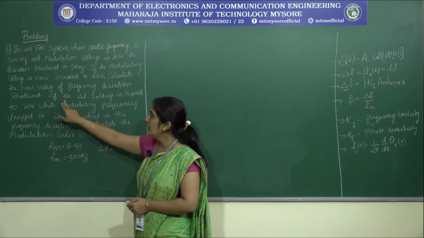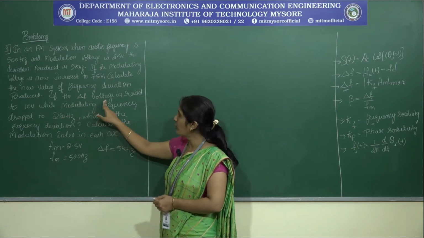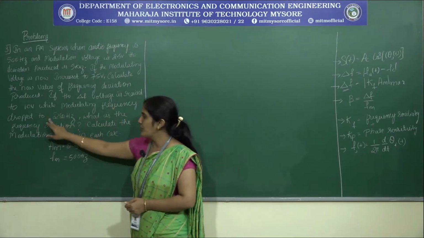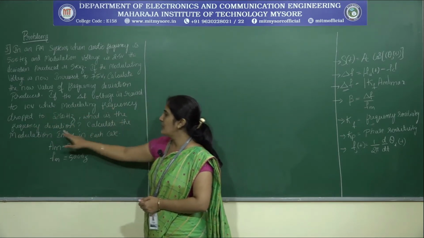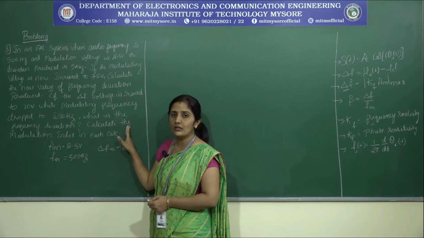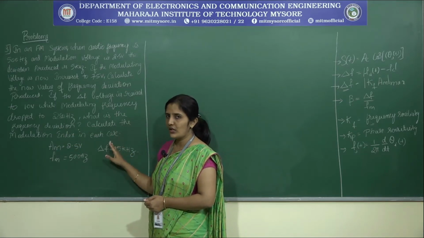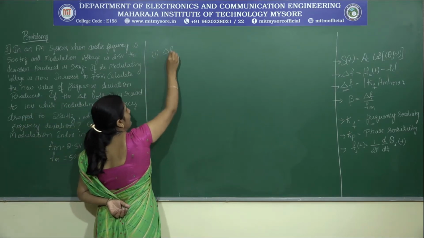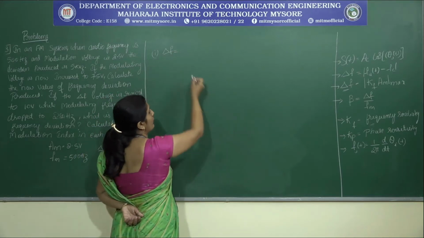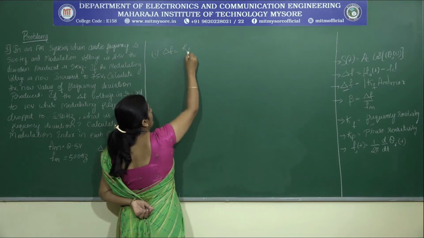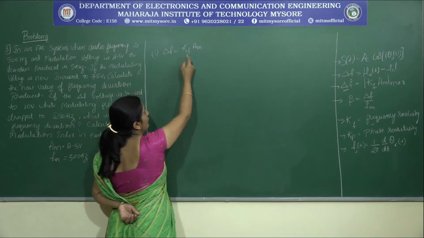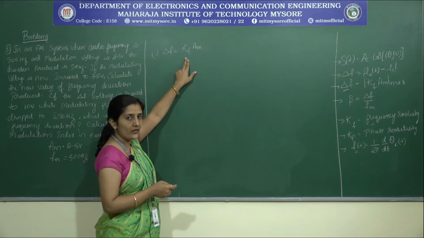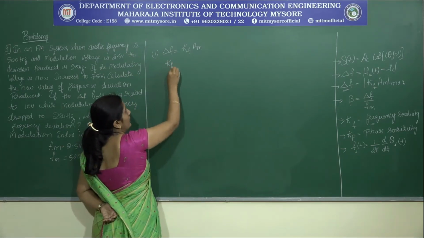And the second one is, if the frequency deviation voltage is raised to 10 volt, while the modulating frequency drops to 250 hertz, what is the frequency deviation? Also, we have to calculate the modulation index for each. Now let us find out the first condition, that is delta F is equal to, so we know the formula for this, Kf into Am. So we have to find out the frequency sensitivity.